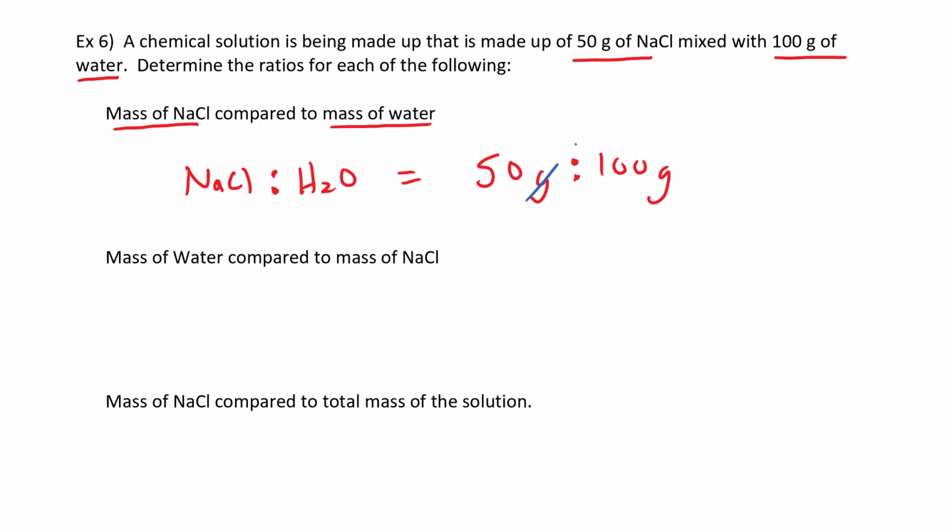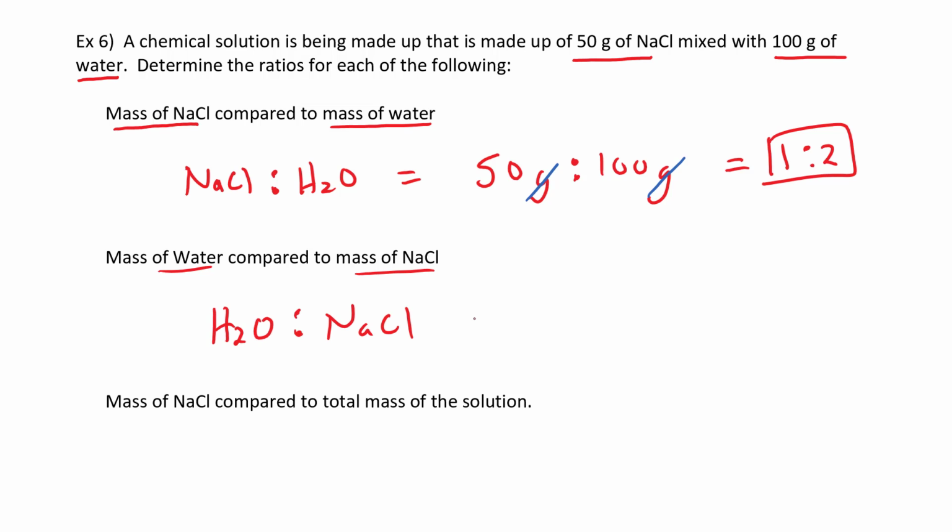Remember, the units are the same. They cancel out. We simplify down. This gives us a 1-to-2 ratio. So in this particular solution, it's a 1-to-2 ratio of sodium chloride to water by mass. But I could ask you for the mass of water compared to the mass of sodium chloride. In which case, hopefully you can see, this is just going to be 2-to-1. We just flip those around.